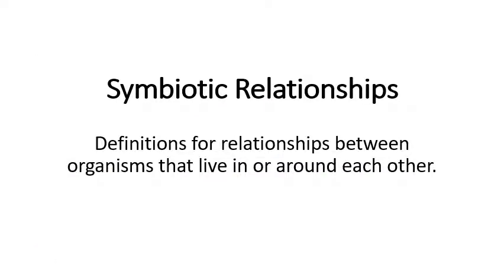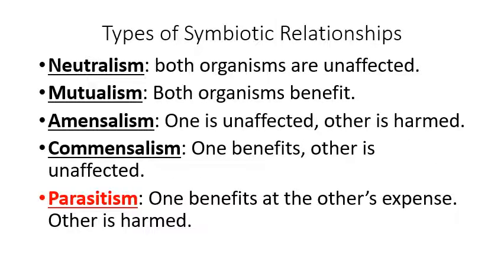Okay, let me begin by explaining the different symbiotic relationships that microorganisms can have with other organisms. Symbiotic relationships are where two organisms live very close to one another or where one of them actually lives inside the other. The different types of symbiotic relationships include neutralism. Neutralism is where two organisms live together. If you have a bacteria living inside an animal, neither one of them really cares. Both organisms are unaffected. They're both indifferent to each other's presence. That's called neutralism.